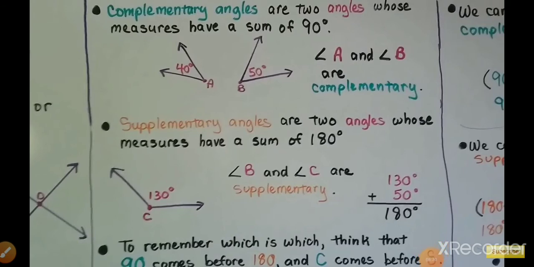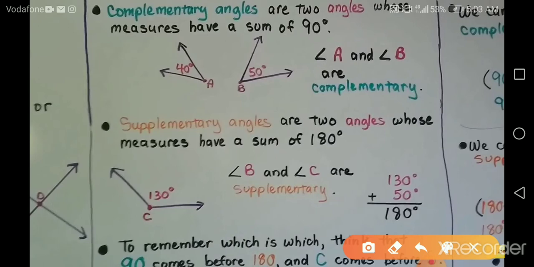Okay, here I have complementary angles. Complementary angles are two angles whose measures have a sum of 90 degrees. Remember that, we have taken this in grade 7 and 8. So complementary angles means the sum of these two angles gives me 90 degrees. If the measure of angle A is 40 and the measure of angle B is 50, then 40 plus 50 equals 90 degrees. So they are complementary angles. They complement each other to give me 90 degrees.